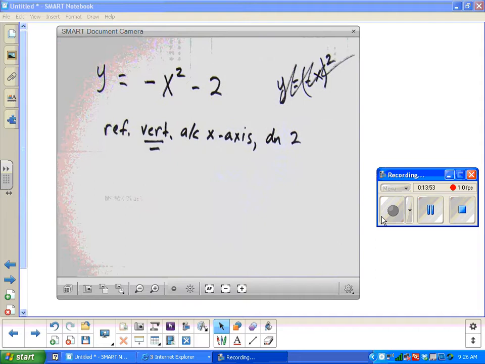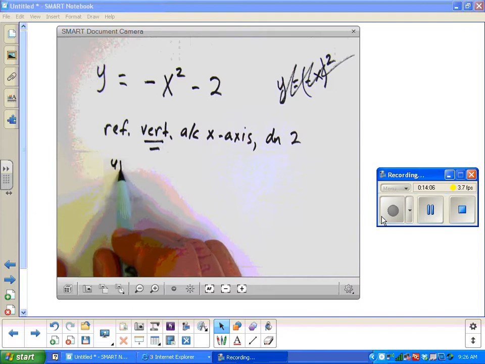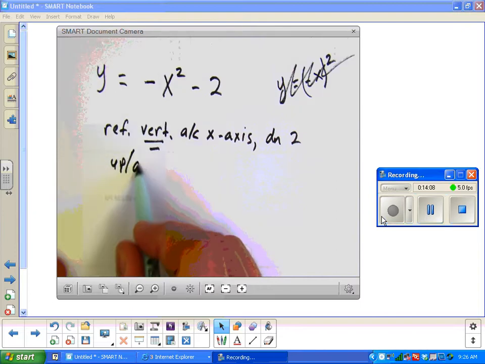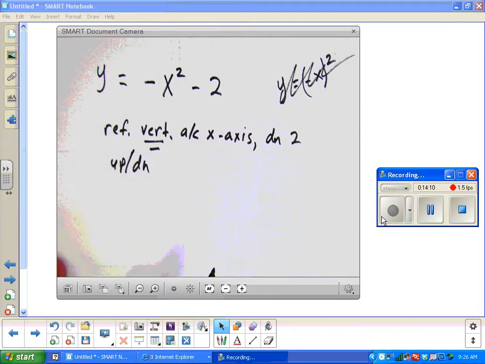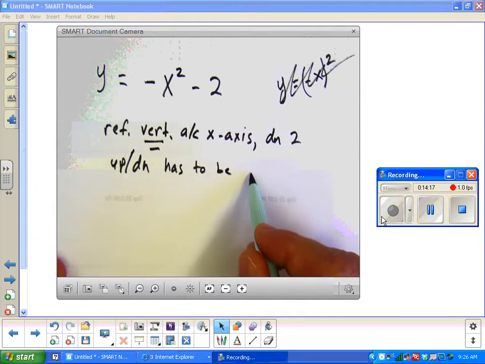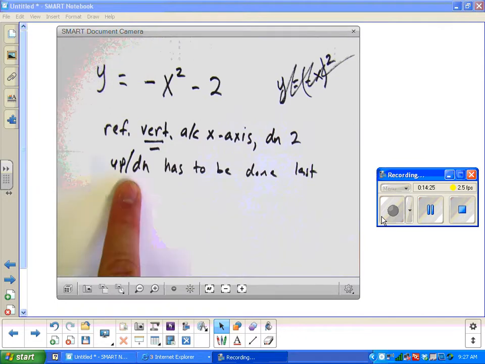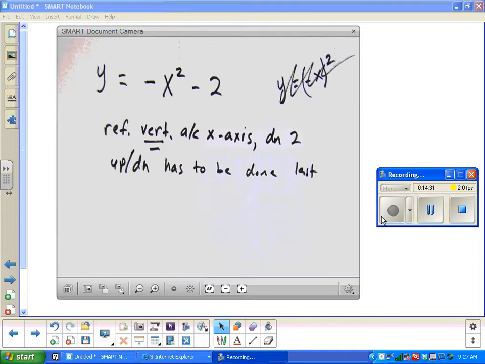Now, let's talk about the order that this goes in, okay? When I'm talking vertically, the up or down has to go last, okay? In fact, you probably want to write that down, all right? So if you're going up or down, whatever the case may be, it has to be done last. Now what we're going to say tomorrow is that left-right has to be done first. Okay, so if you want to go ahead and write that down, you can. Left-right first, up-down last. Everything else can fall in between.